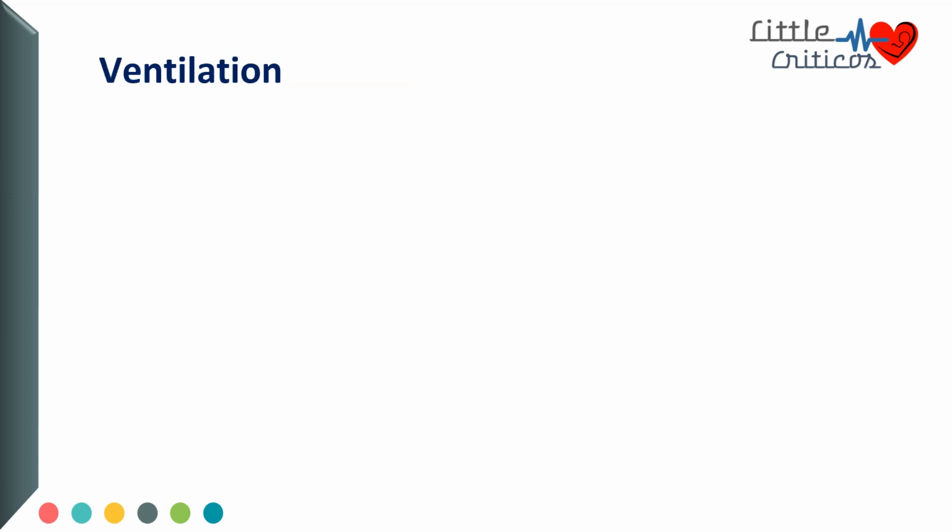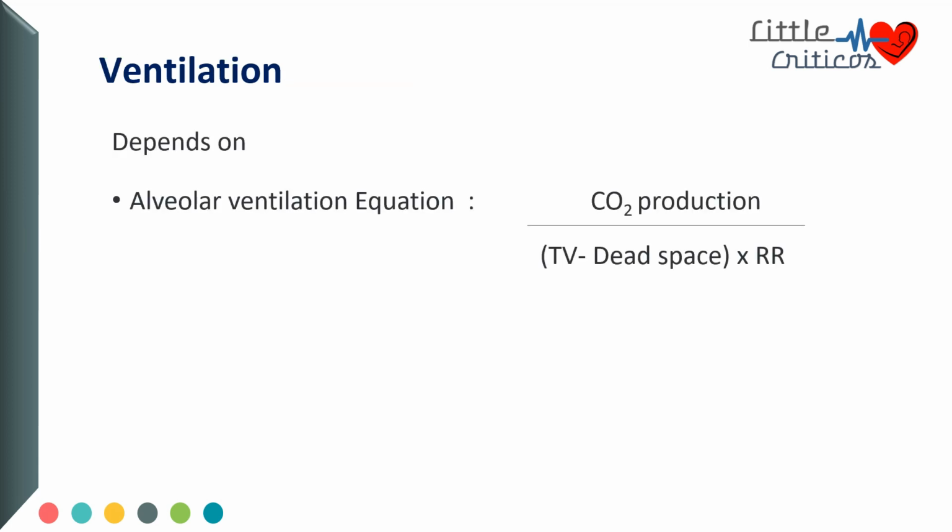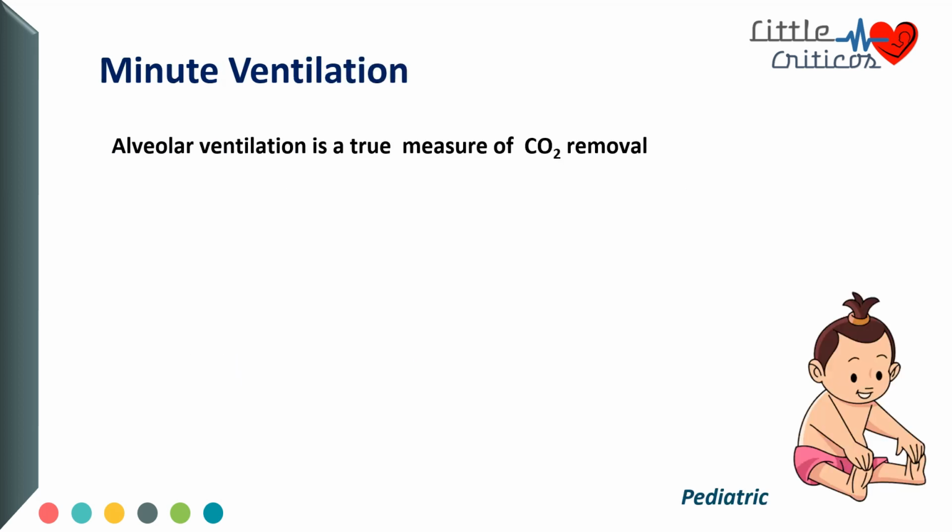Ventilation depends on the alveolar ventilation equation, which states that partial pressure of arterial carbon dioxide is directly proportional to carbon dioxide produced in the body and inversely proportional to the alveolar ventilation. Since carbon dioxide production remains constant, the arterial partial pressure of carbon dioxide can be simplified to an inverse relation with alveolar ventilation. Alveolar ventilation is a true measure of CO2 removal. It can be altered by tidal volume or respiratory rate.